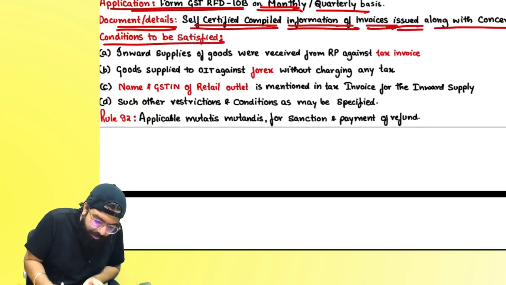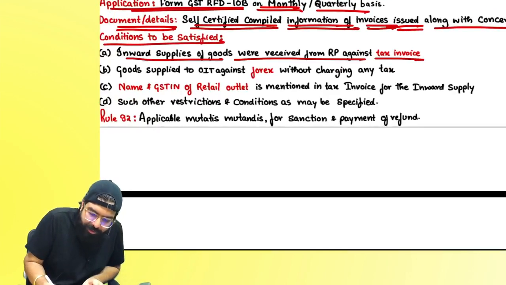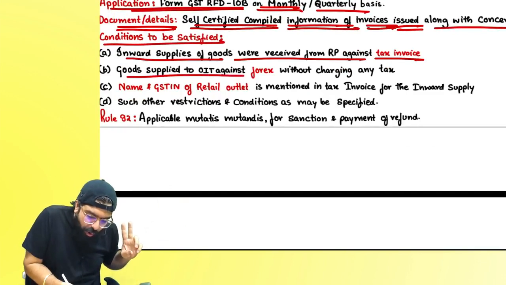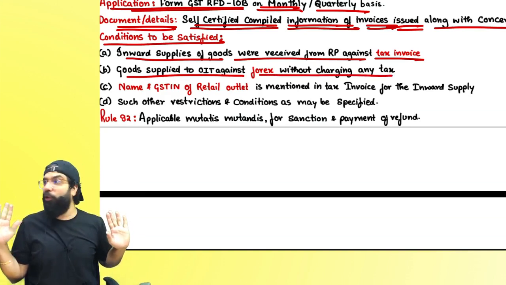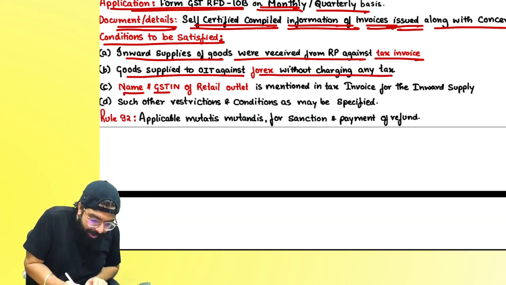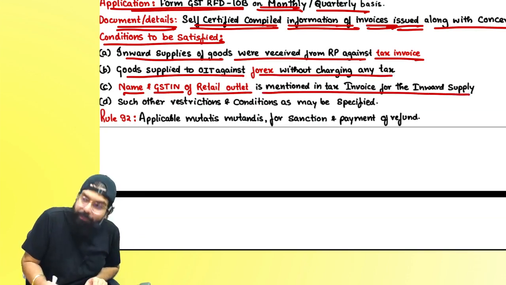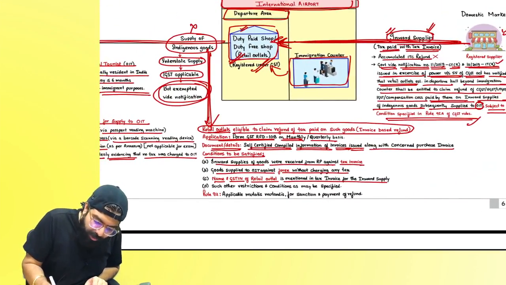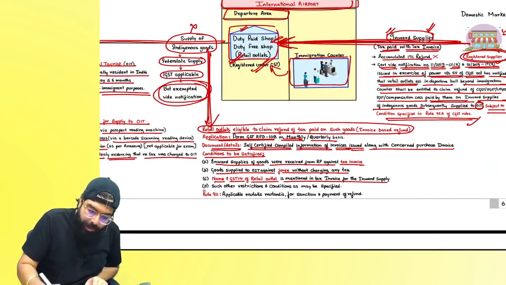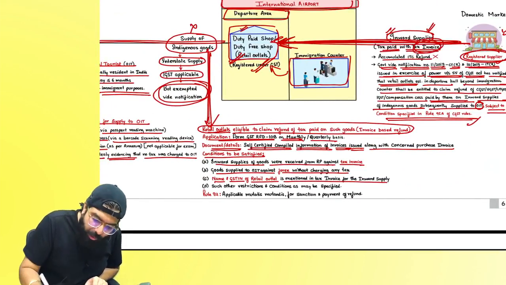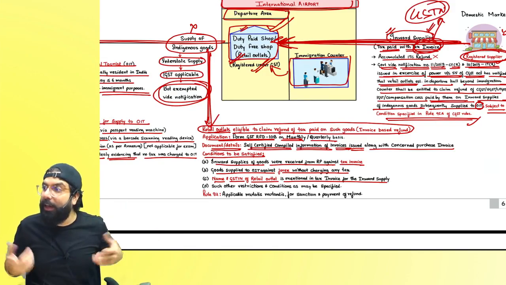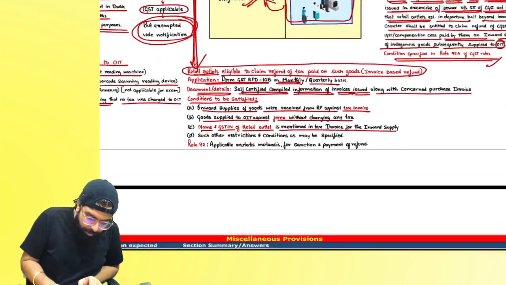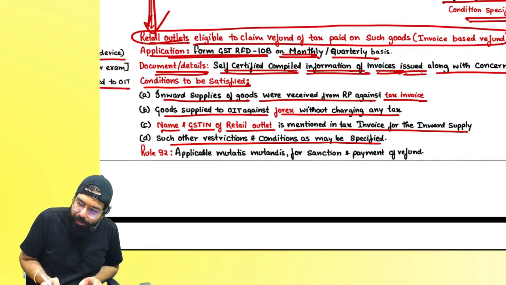Then the condition is that inward supplies were received from a registered person against a tax invoice. Secondly, goods supplied are against foreign currency. Forex is very important. You should earn foreign currency. The name and GST number of the retail outlet is mentioned in the tax invoice. This means the inward supplies you have received should be from a registered supplier, plus the invoice which he has given. On the invoice, your GSTN number should be there. Otherwise, what will happen? I'm in a duty free shop, I'll take my friend's invoices and I'll claim a refund. Are we clear? So they are telling such other restrictions and conditions as may be specified.